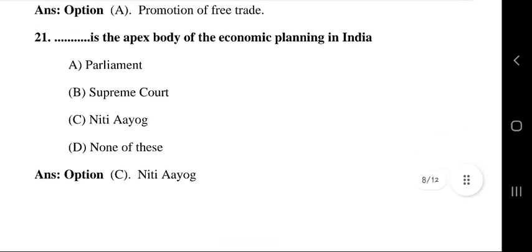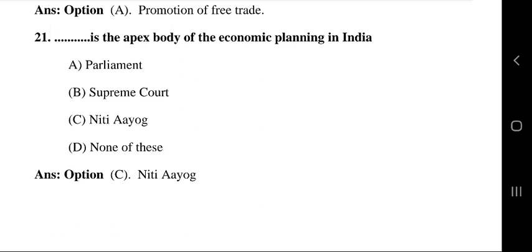Question number 21. Dash is the apex body of economic planning in India. Options are Parliament, Supreme Court, Niti Aayog, and none of these. Option C is the answer, Niti Aayog, National Institute for Transforming India. The old name of Niti Aayog is Planning Commission, which was replaced by Niti Aayog, established on 1st January 2015.